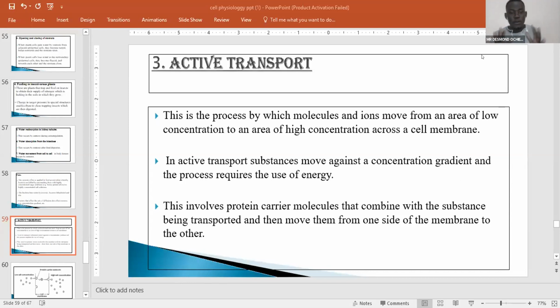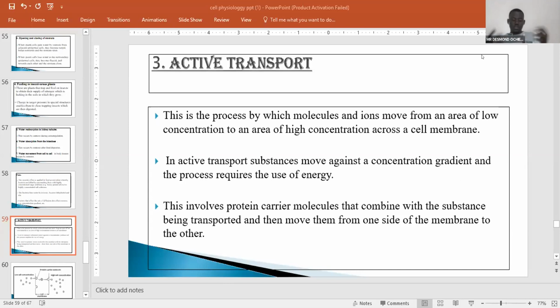Because there is that movement against a concentration gradient, it is difficult for molecules and ions to move from a region of low concentration to a region of high concentration. And so this movement is aided by what we call carriers. Carriers are substances that combine with the molecules and ions being transported, and then help them to move across the membrane against the concentration gradient. And because of the carriers, this process requires the use of energy.